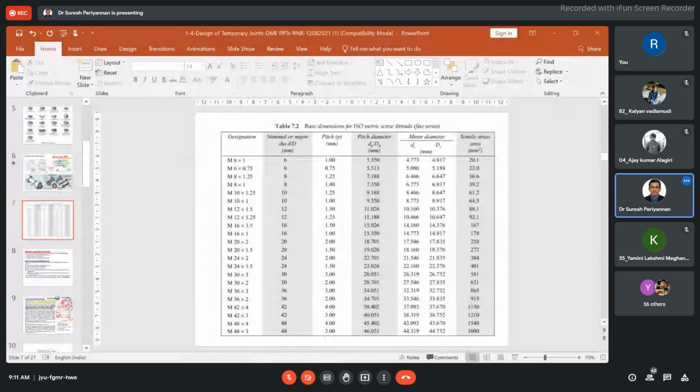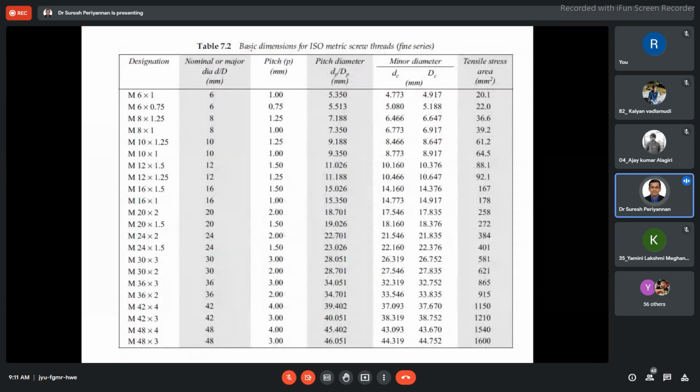Now I come to the fine series. We are referring here itself. This is for our pitch, and this is for our nominal diameter or major diameter. The pitch is already represented here, 1.25 mm. This is the pitch diameter of the thread, the same for internal thread and external thread. Now dP is equal to small dp, but here capital DC is not equal to small dc. Very important. This is the small dc, and this is the capital DC for internal threads.